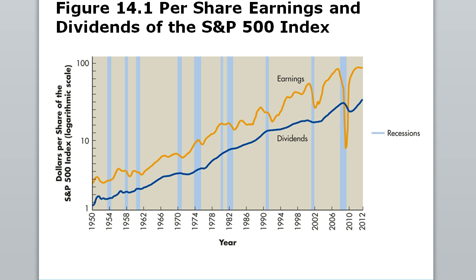Okay, so let's look at earnings per share and dividends. The orange line here represents the earnings. The dark blue line represents dividends, and these light blue areas represent one of the 10 recessions in the past 67 years. So our last recession was 2008. We're in 2017 over here. No recessions so far.